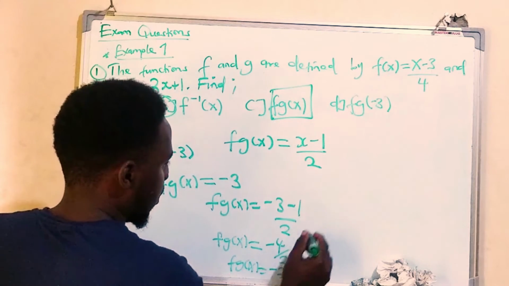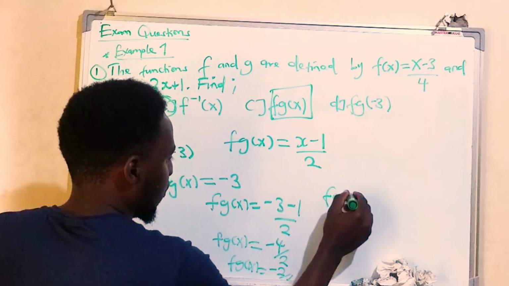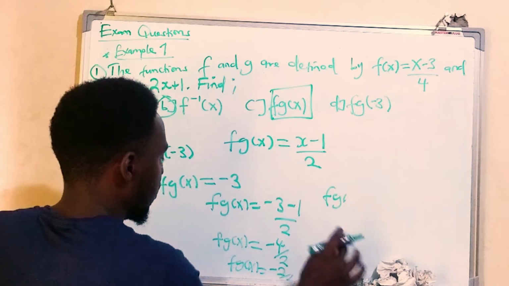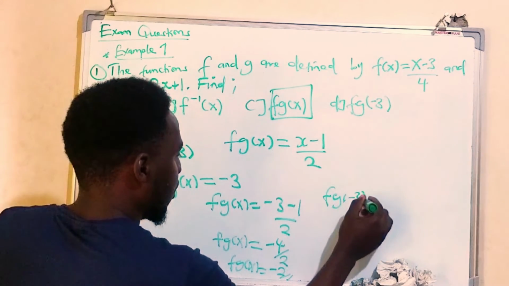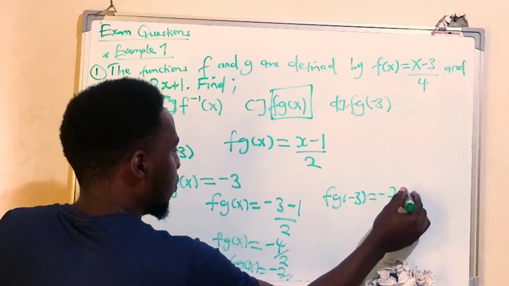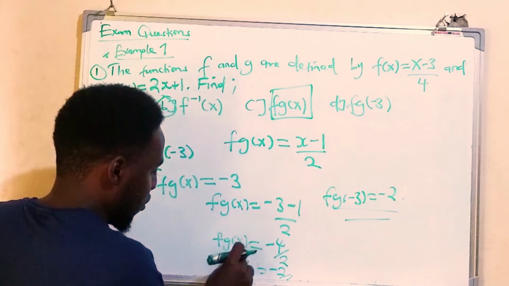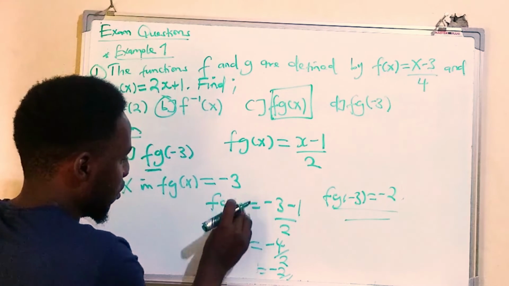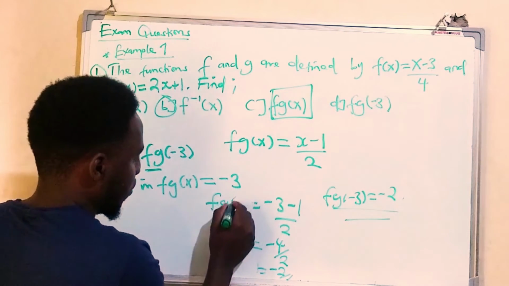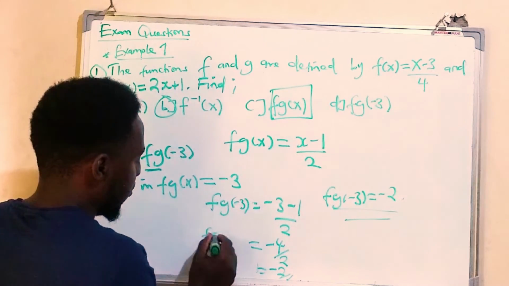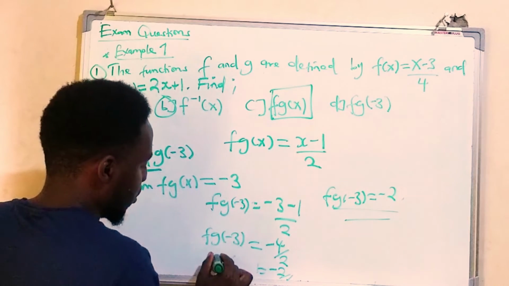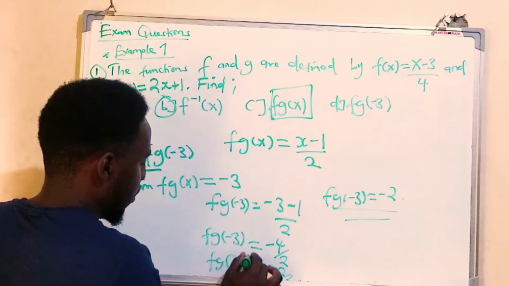So let me write it down here. Fg of -3 is going to be -2. We're supposed to have fg of -3 here as well, -3, since we have replaced x with -3.